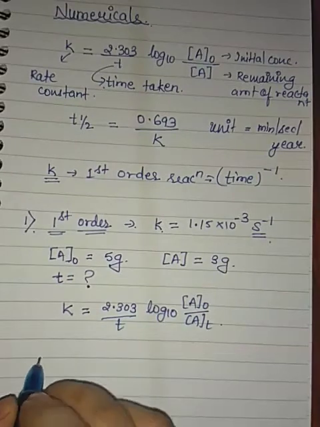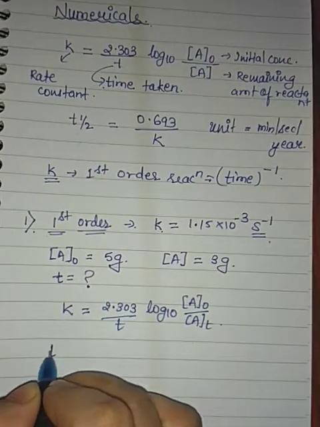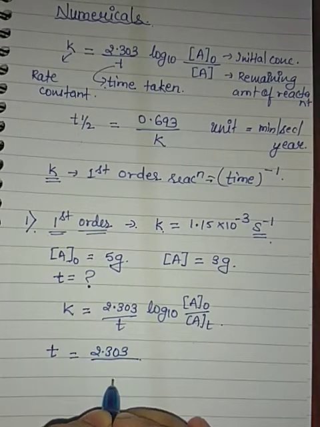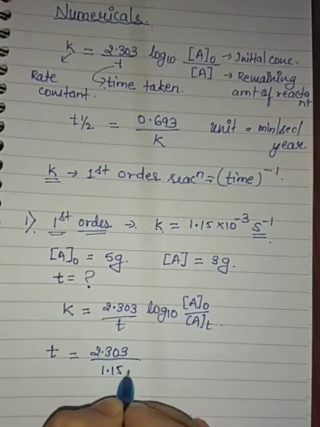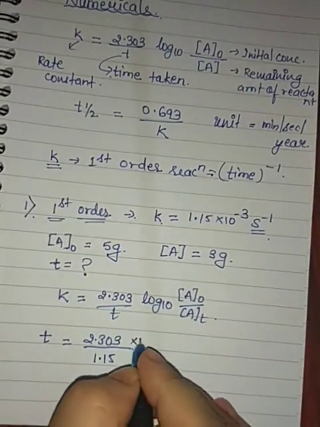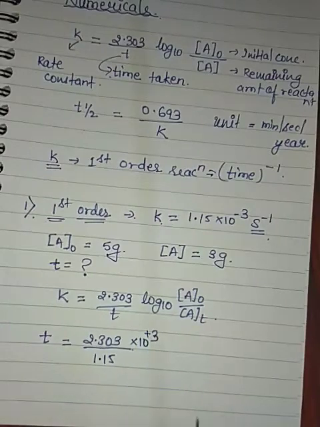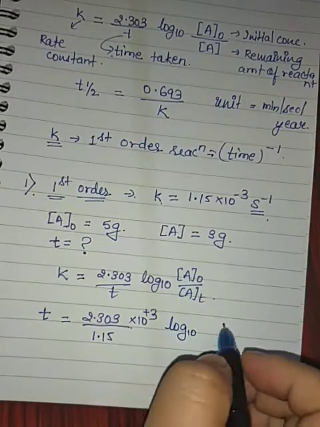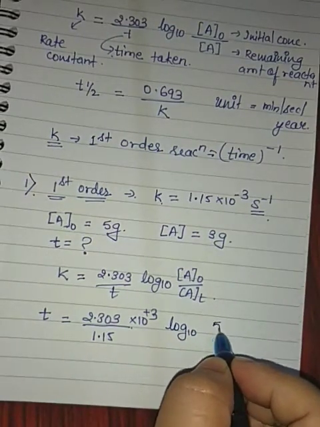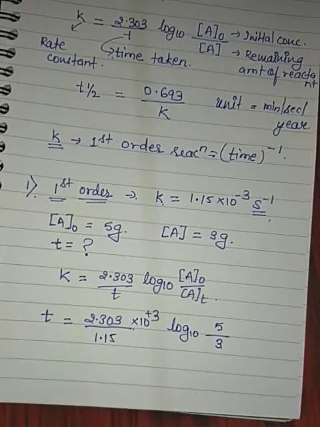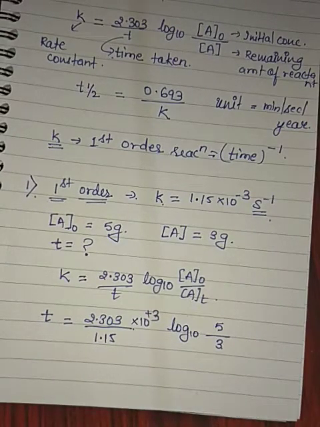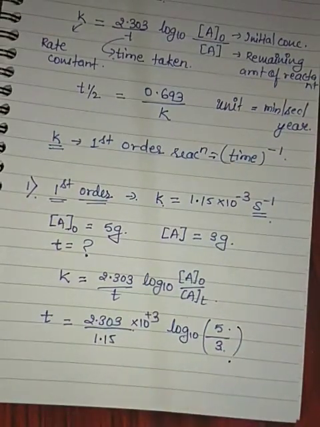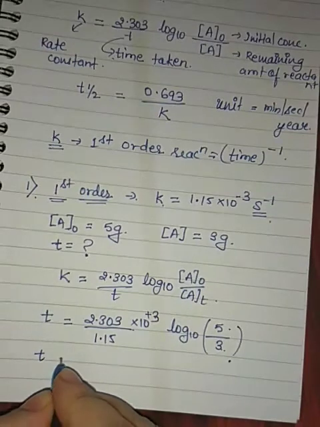So you do this, then you substitute the value, take t on this side, it will be 2.303 upon the value of k given to you, 1.15. Let us take 10 raised to minus 3 in the numerator, it will become 10 raised to plus 3. Then log to the base 10, initial is 5, final is 3. 5 upon 3. So log of 5 upon 3 is nothing but log of 5 minus log of 3.